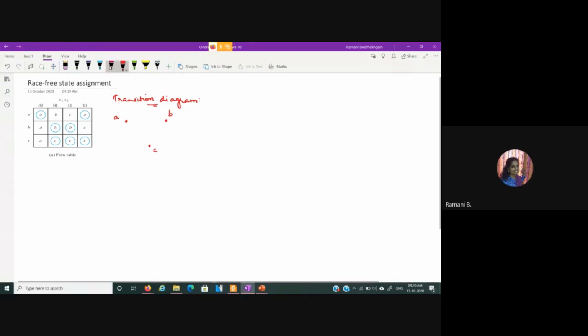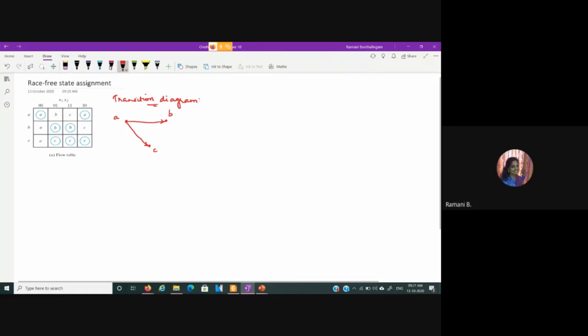So here we see that when the input conditions are 0, 0 and the present state is A, I am in state A itself. I am not moving anywhere. If the input condition is 0, 1, I am going to state B. So that is given with a directed line. Then if the input condition is 1, 1, we go to state C. And for input condition 1, 0, I am in the same state. So no problem.